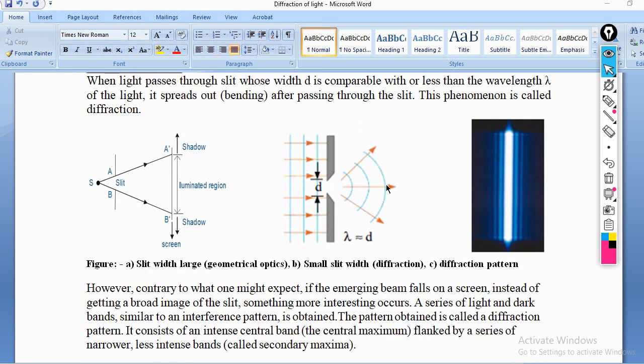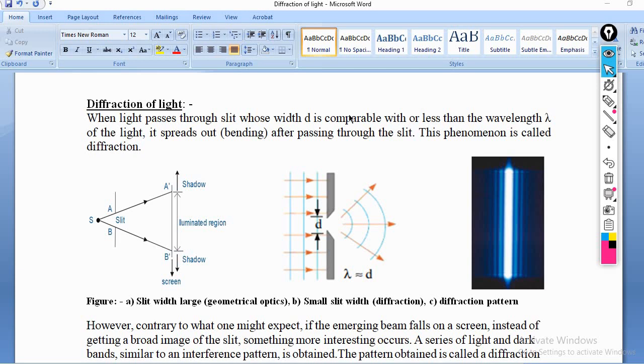But when d is comparable to lambda, of the same order, approximately the same, then you will get what is known as bending or spreading out. At the center you will get a bright point, which was also available in the case of geometrical optics, where the slit is very large. But in the shadow region, which is supposed to be dark, there are also some bright fringes. So this is the diffraction pattern. You can see that the center region is very bright, but there are still some bright points after the central maximum. So this is the case of diffraction.